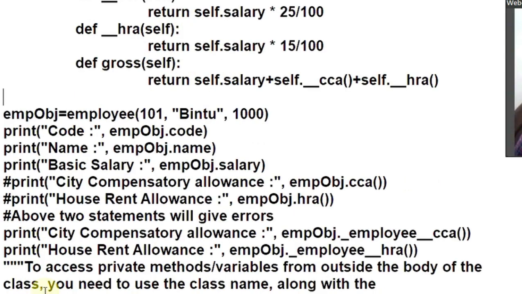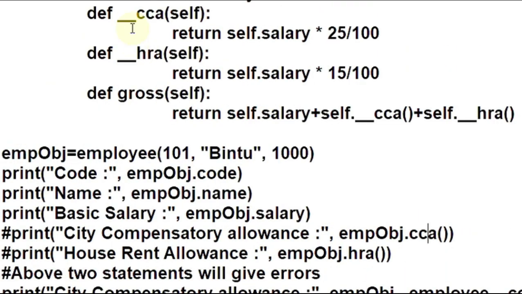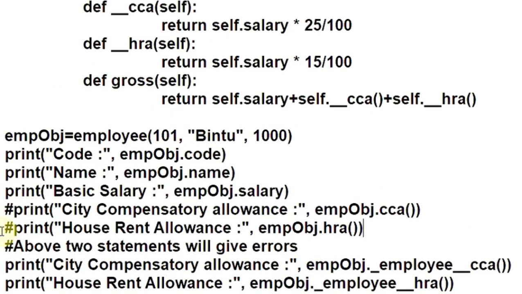Now see, here I have commented out because I have written that these 2 statements will get you an error. Because CCA is a private method, you cannot access a private method in the main function. Also, while invoking the HRA, you get an error because HRA is also declared as a private method. Now see, if I want to access CCA in the main function, I have to use the same formula which I used while accessing the private attributes. I have to use the class name along with the object name. See, this is the object name, this is a class name, and this is a private method. There will be no error.